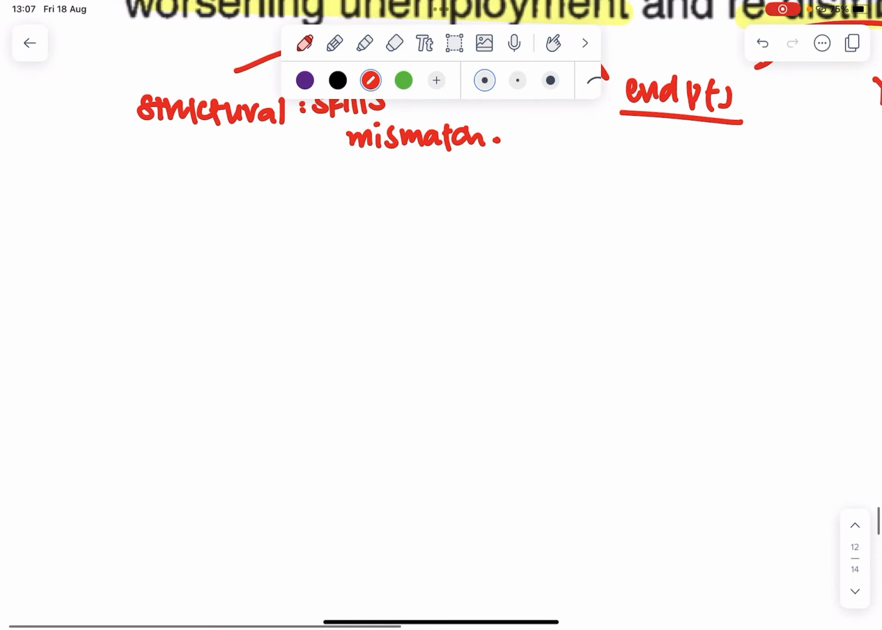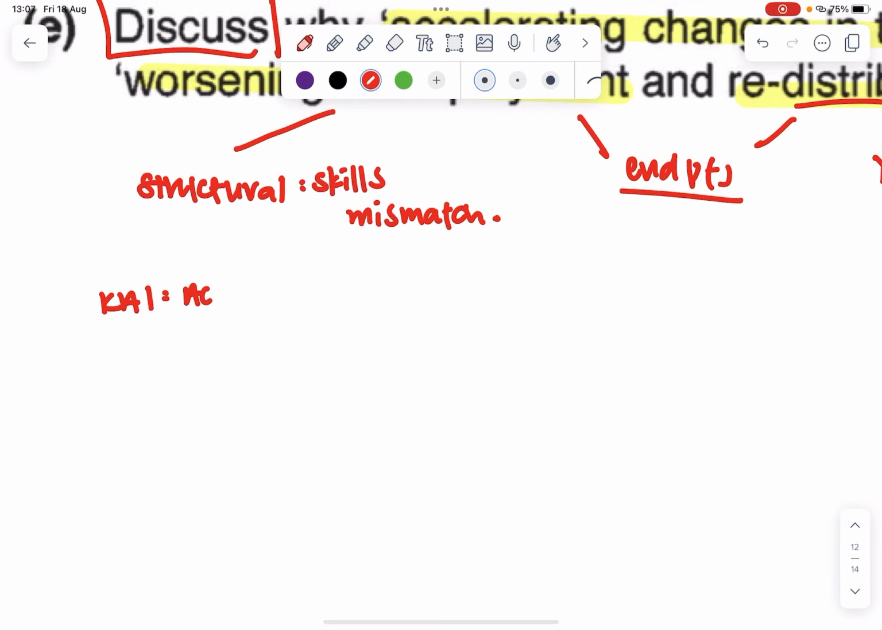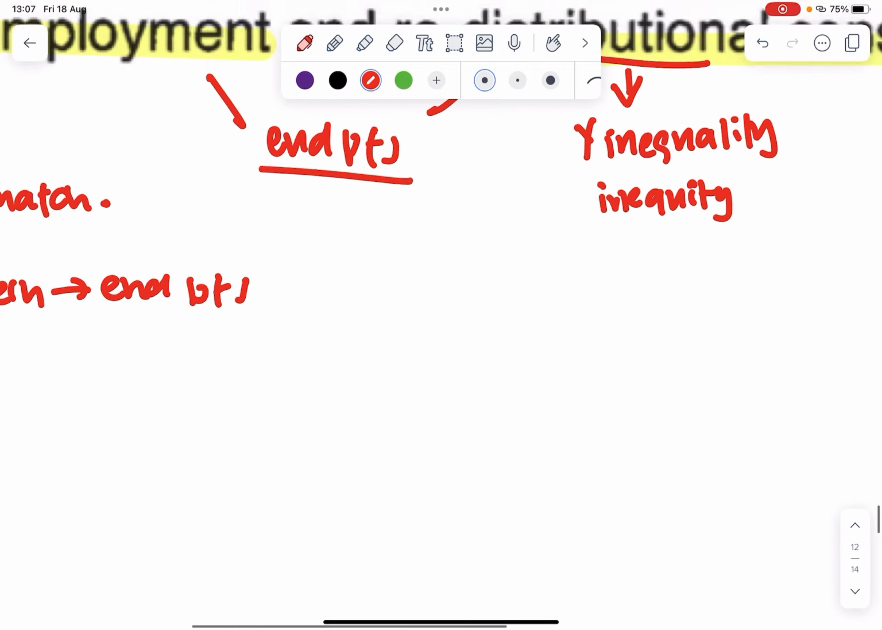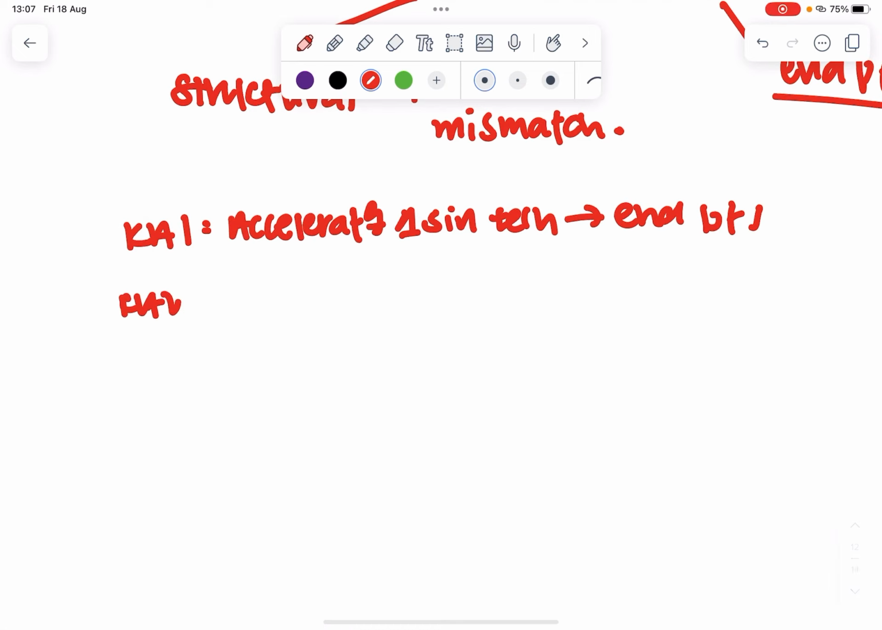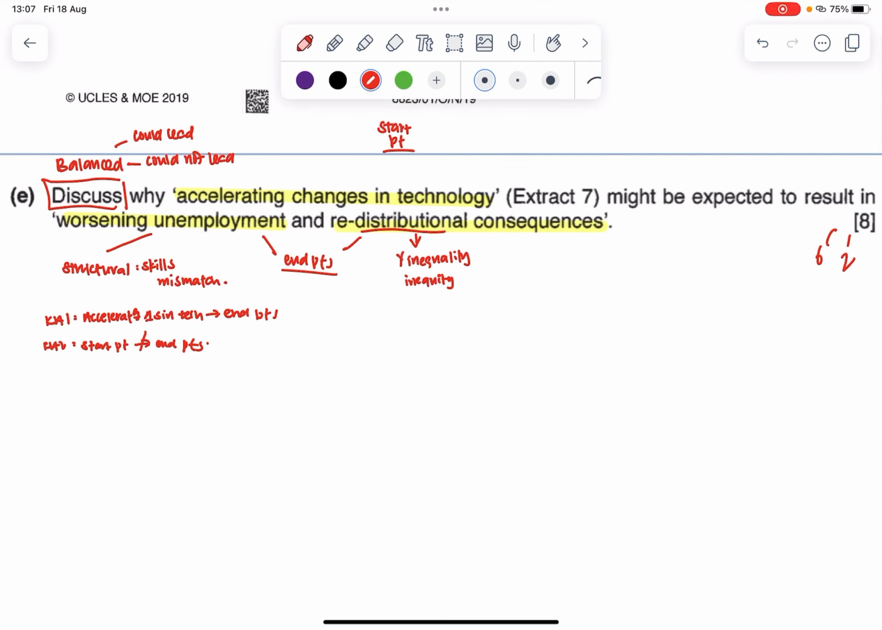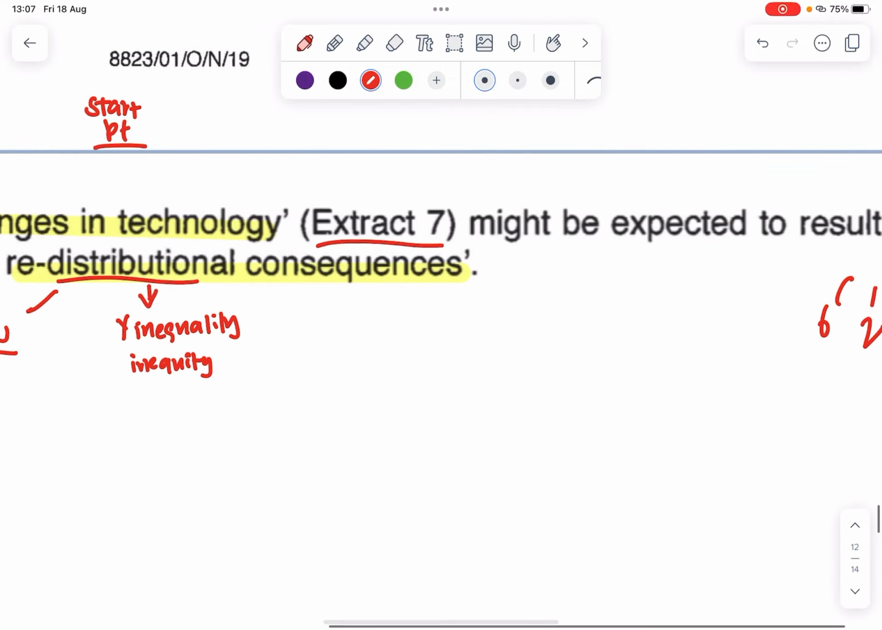So my key argument 1 and key argument 2, before reading the extract: my key argument 1 would be explaining how accelerating changes in tech lead to my endpoints, and these two are my endpoints. My key argument 2 would be explaining how accelerating changes in tech do not lead to my endpoints. Are we clear on this? So this would be part E of the question, just a short question dissection to know what we're looking out for when reading through extract 7 particularly.